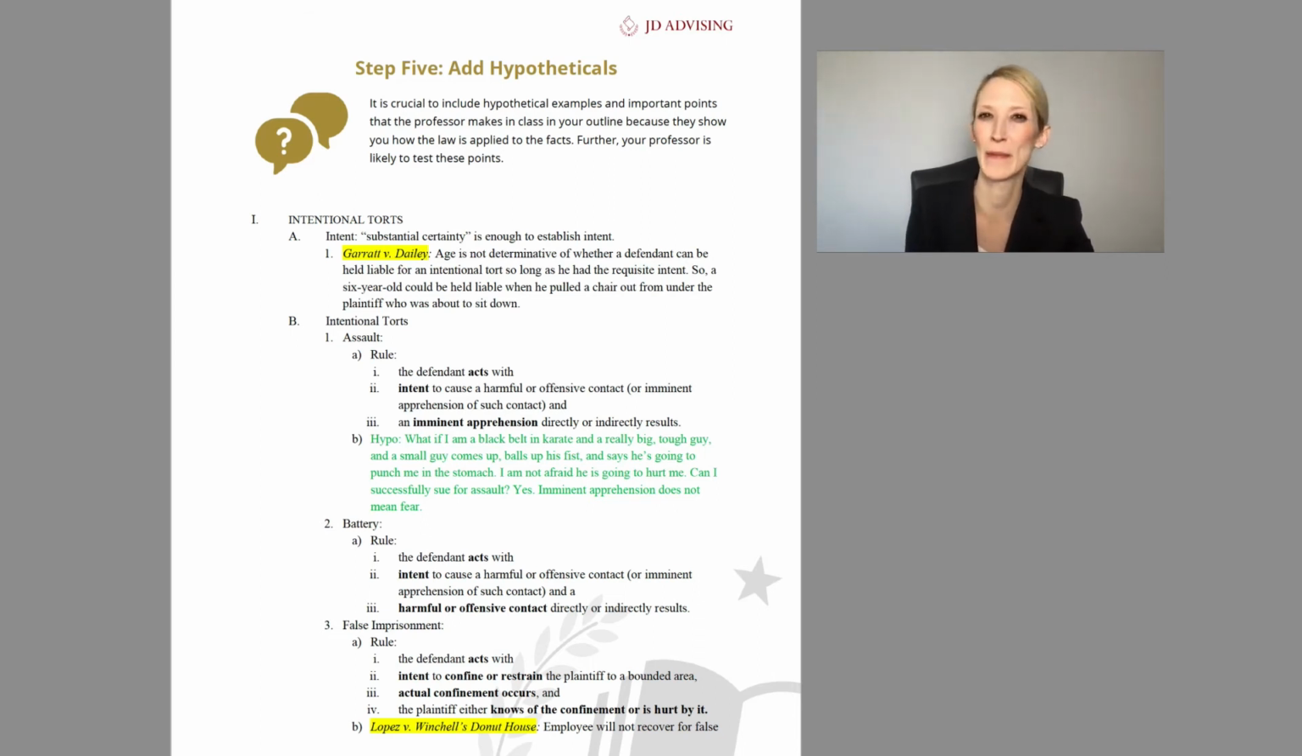So this hypo might not mean much to you if you haven't started law school, but basically you can see the last element of assault is imminent apprehension. And this hypo is illustrating the fact that you can still apprehend contact, not necessarily be afraid, but sue for assault. If there's this really big, tough guy who's a black belt in karate, and a small guy comes up and punches him, even though he might not be afraid of the small guy, he still doesn't want to be punched in the stomach, right? And so he can still sue for assault based on the imminent apprehension that he feels. So hypos can illustrate different points like that, and you can add them right into your outline under the appropriate rule.